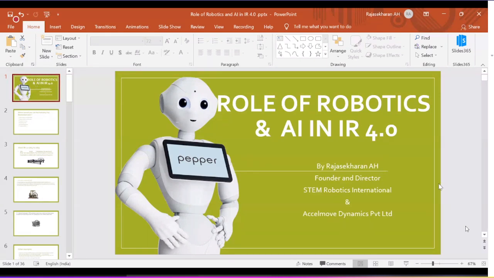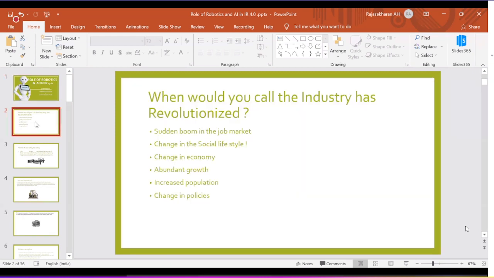So before jumping into AI or robotics, let's have a 5 to 10 minute discussion about the industrial revolution, right from 1 to 4. So let me talk something about this. When would you call the industry has been revolutionized, right?